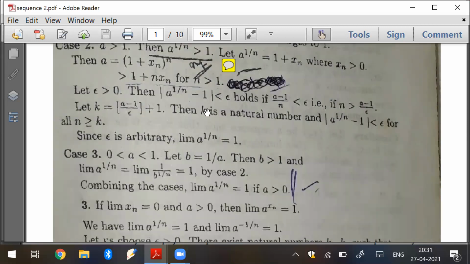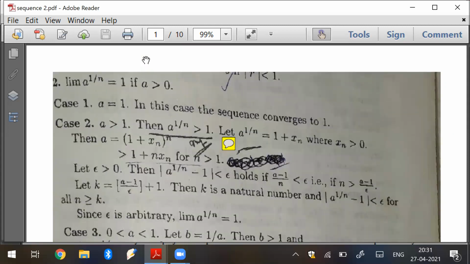Now, let us take case 3. So a is now lying between 0 and 1. So we take b as 1 by a. If a is less than 1, then you take the inverse, that means the reciprocal of it. Definitely then that reciprocal number is greater than 1, that means b is greater than 1. Now once b is greater than 1, then it falls in case 2 only, because here nothing specific was mentioned about a, only a was greater than 0, and in case 2, a greater than 1.